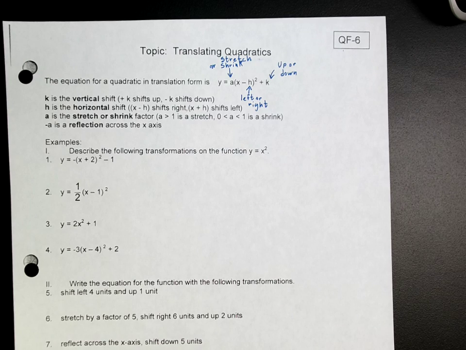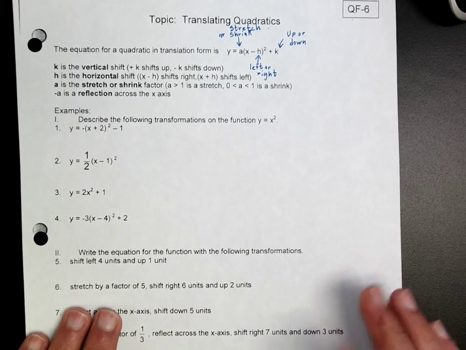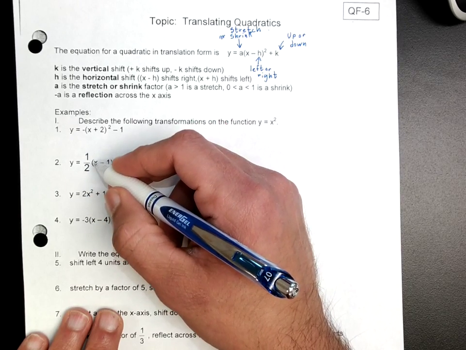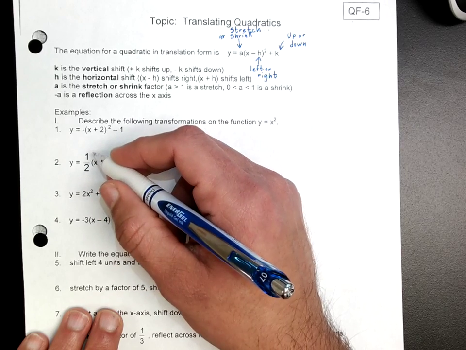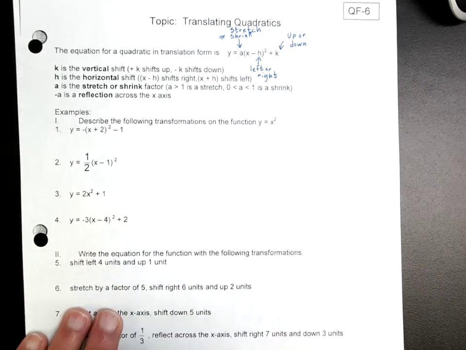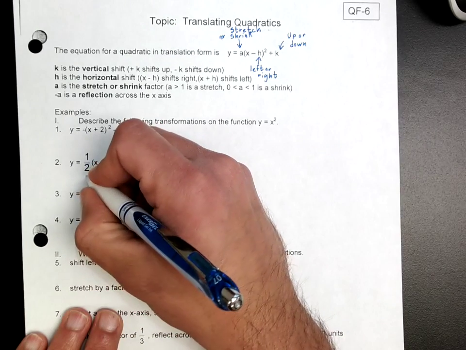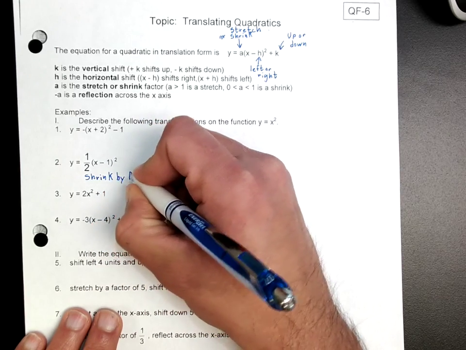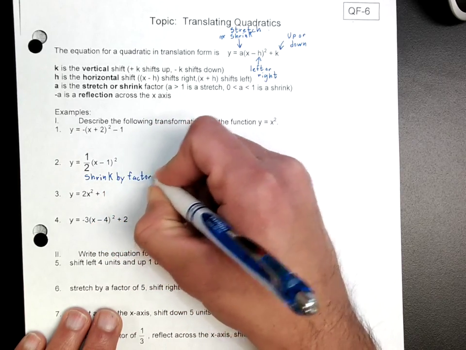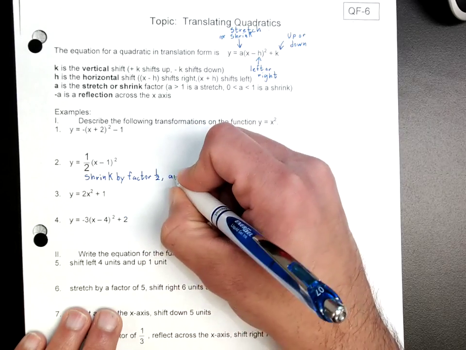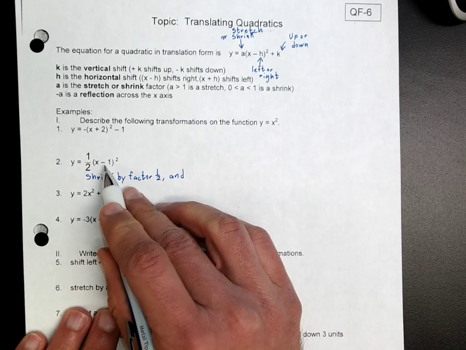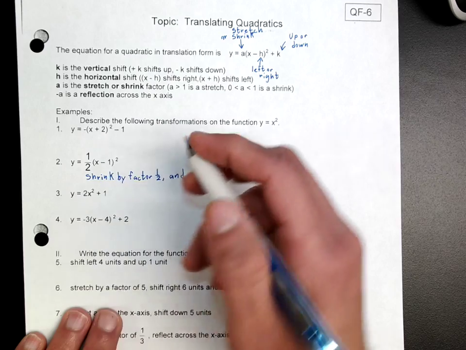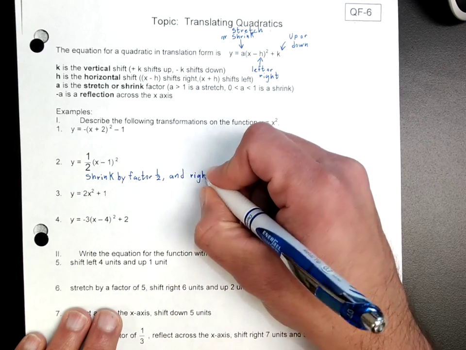So let me just do a few of these. For example, on this one right here, this 1/2, because this number right here is less than 1, the absolute value of this is less than 1, then this is actually going to shrink. So it's actually asking you to describe the following. So you're going to say, well, this is going to shrink by a factor of a half. And now this is -1, which means you're going to move to the right. Remember, this is the opposite of what you think. So this is going to be to the right 1 and right 1.